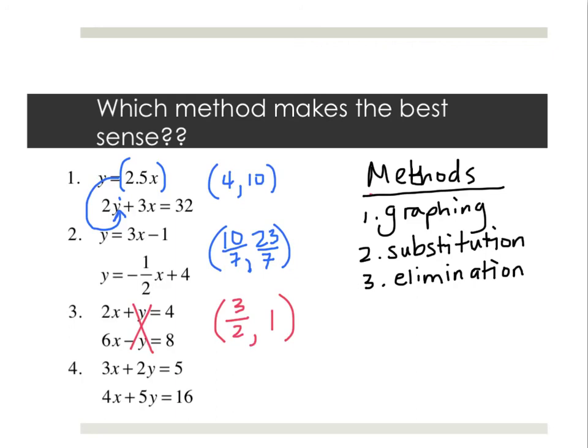Number 4 is not set up well for graphing or for substitution, but everything's in standard form. So elimination would be nice here. And what I would probably do is I would probably take and multiply the whole first one by 5, and the whole second one by maybe -2. And that would help you get rid of, in that case, the y, it would eliminate the y. And in the end, you should end up with a solution there of negative 1, 4.